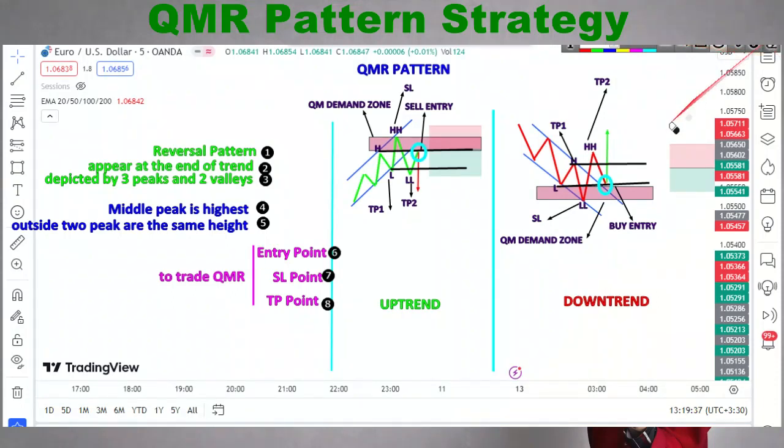I hope you enjoy this tutorial. Now we are going to show these pattern samples in the market.